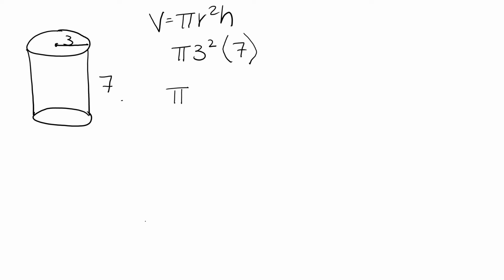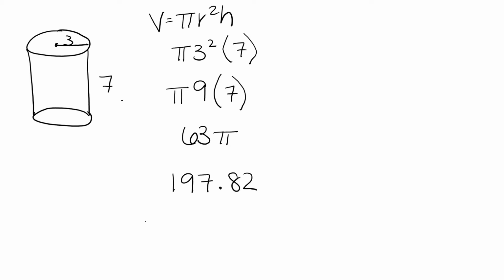We solve our exponents first. 3 squared is 9. And then we multiply that by the height 7 to get 63. And then we multiply by pi. The directions tell us to multiply by 3.14 for pi. When we do that, we end up with 197.82.